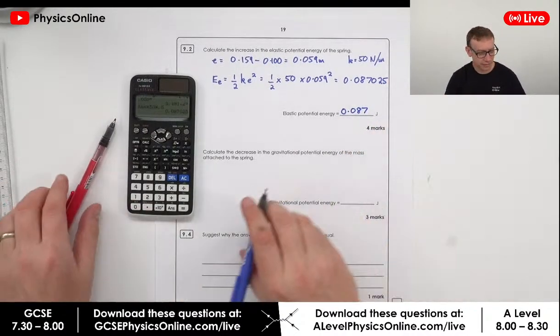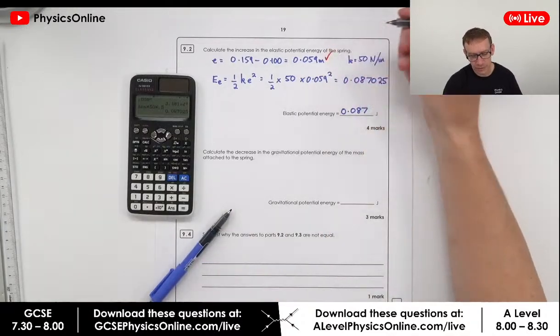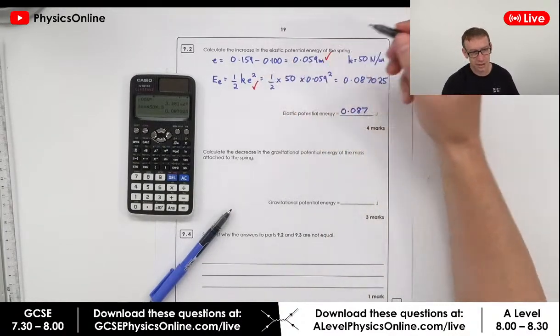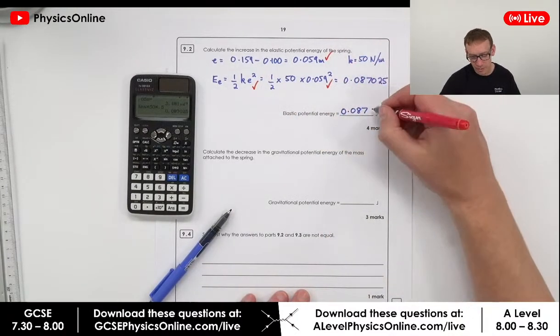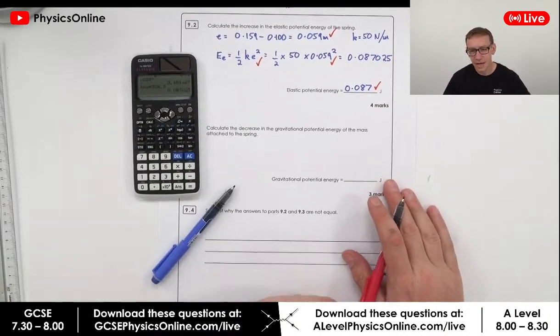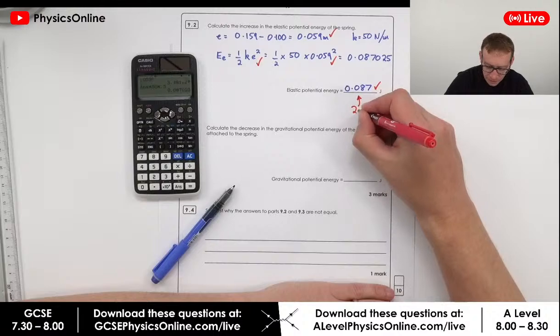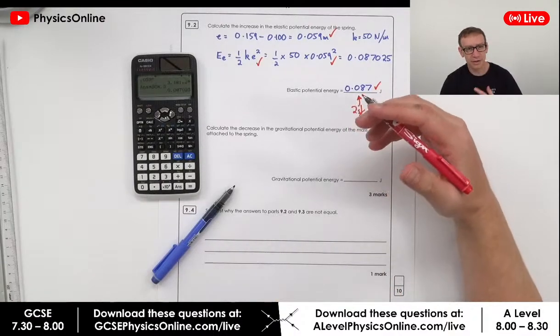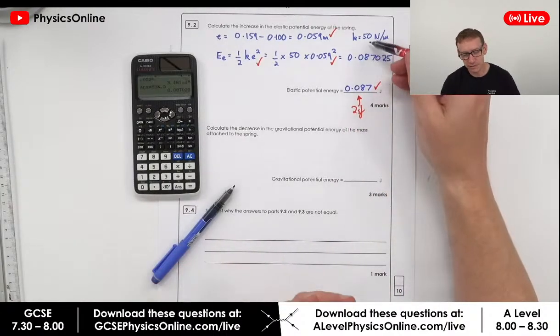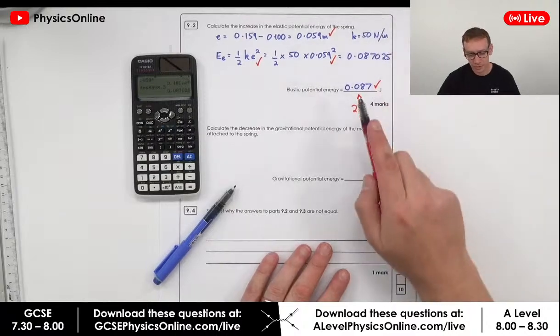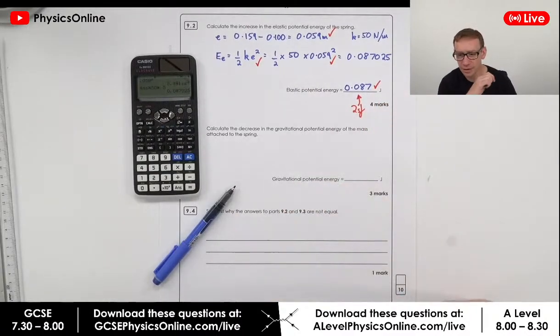0.087. Okay, so for this, we've got marks for working out the extension, for selecting the equation, for putting in the numbers, and then for the final answer. And I think what we have here is something to two significant figures, which is like the data that we've been given for things like the spring constant. So that's why I didn't just write down the full number on my calculator.